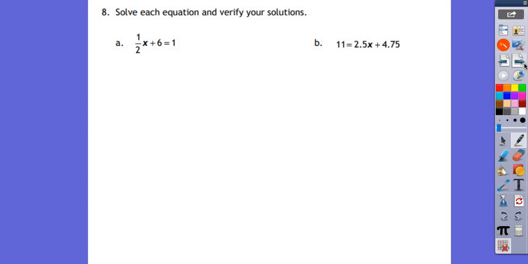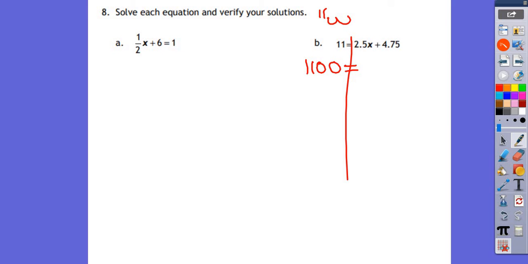So how many decimal places does 11 have? None. How many decimal places does 2.5 have? 1. How many decimal places does that have? 2. What was the greatest number you just told me? 2. Number of decimal places. Greatest number of decimal places was 2, right? So I'm gonna back up every decimal 2 jumps. Well, where is 11's decimal right now? At the end. I'm gonna back it up twice.